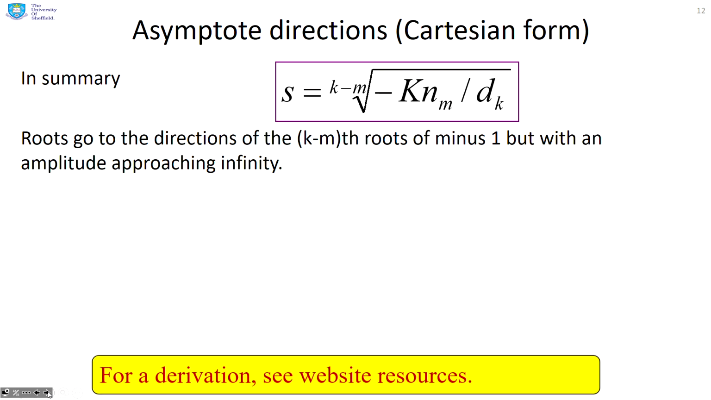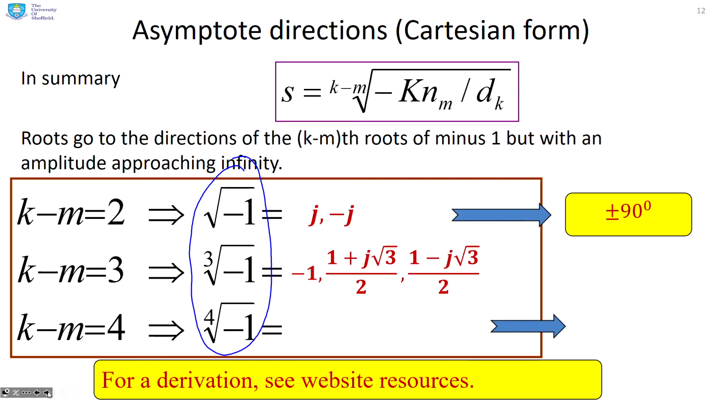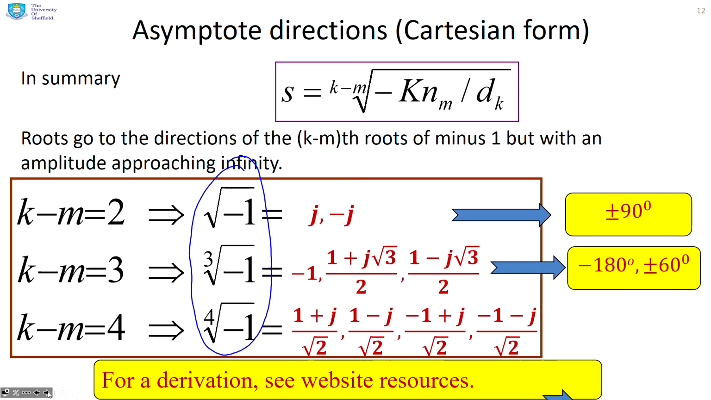Basically, it can be shown that the asymptote directions come from the (k minus m)th roots of minus 1, which you'll see what I've put down here. So if k minus m equals 2, you get the square root of minus 1. If it's 3, you get the cube roots of minus 1. If it's 4, the fourth roots of minus 1, and so on. Now, I'm not going to derive these, I'm just going to give the answers. The key thing you really need to know is what the directions are.